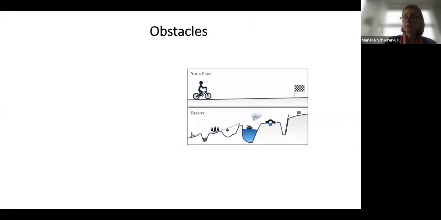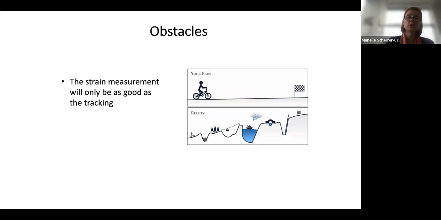So what are the obstacles with strain? The strain measurements will only be as good as the tracking. I think that, as we all know, there is this famous curve of the initial enthusiasm and then the nadir of the enthusiasm going down. And certainly the enthusiasm for strain has been going down as we see some of its limitations, and hopefully it will stabilize after. But that's very true that, if the tracking is not good, you shouldn't report the strain.